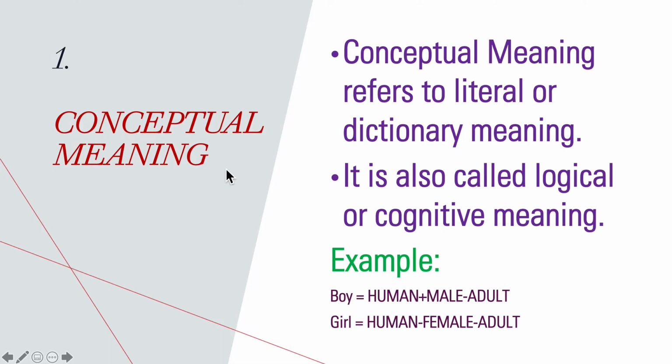Number one, conceptual meaning. Conceptual meaning refers to literal or dictionary meaning. It is also called logical or cognitive meaning. For example, boy: human, male, adult; girl: human, female, adult. In fact, conceptual meaning is the direct meaning. It means what it means. It does not give you any other shade of meaning.